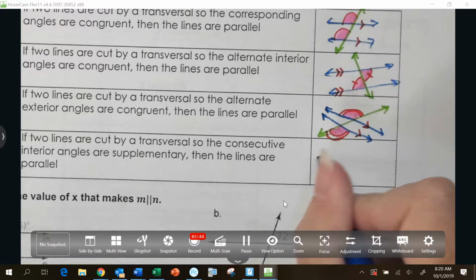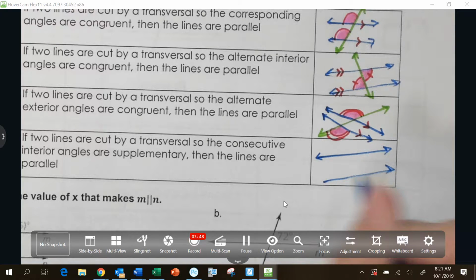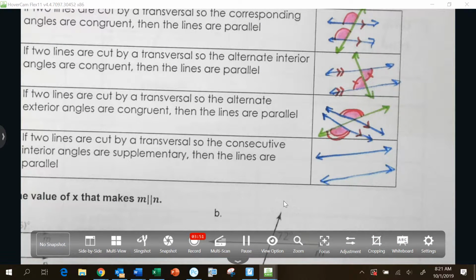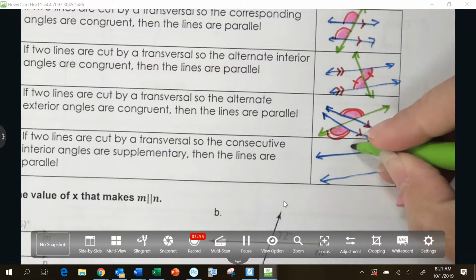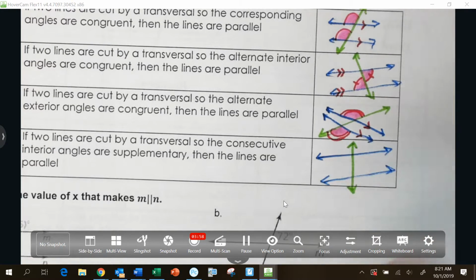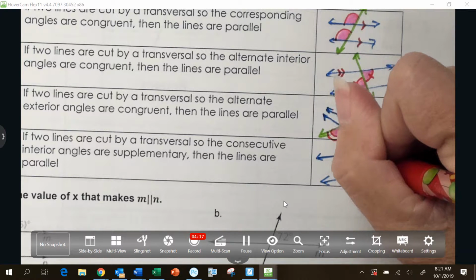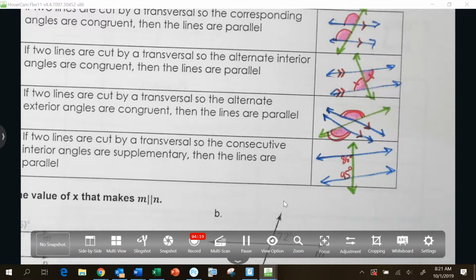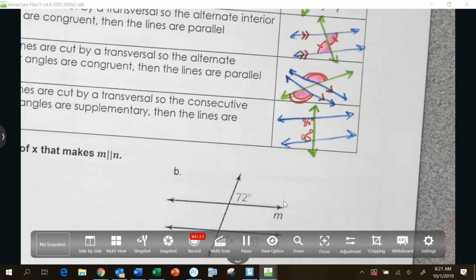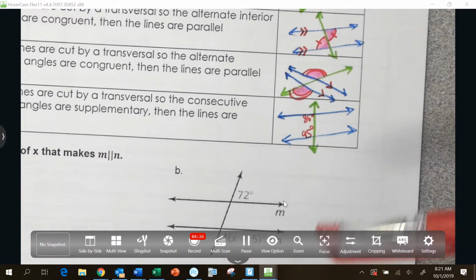If we have two lines cut by a transversal, and we have two consecutive interior angles that are supplementary. So, I don't know, this one is 95, and this one is 85. If we have two consecutive interior angles that are supplementary, that's going to tell me what?